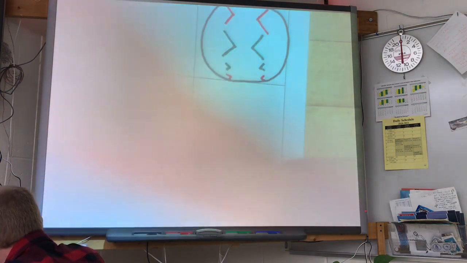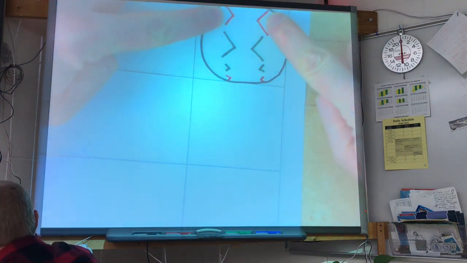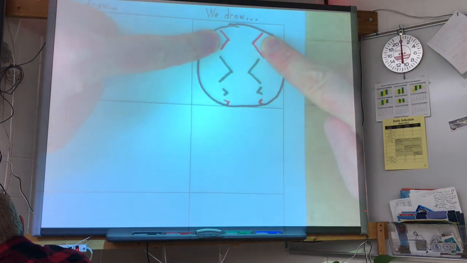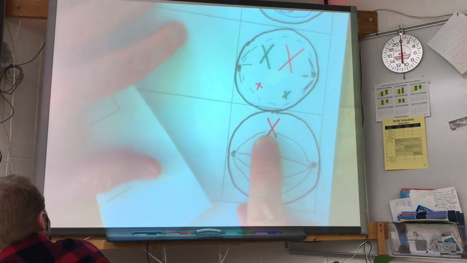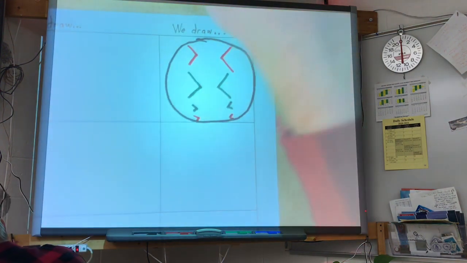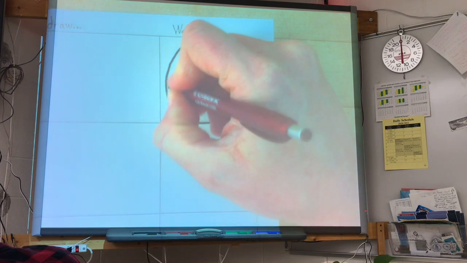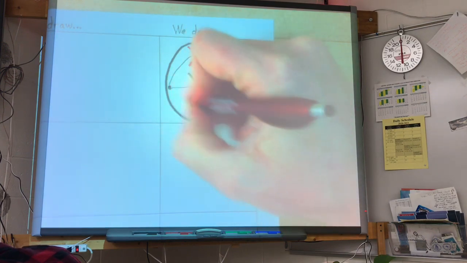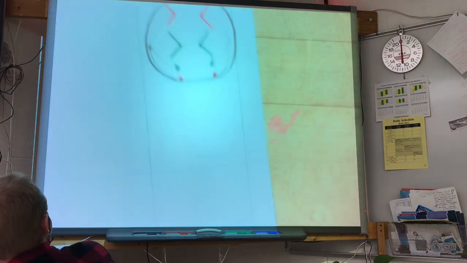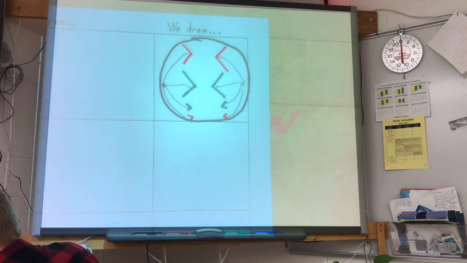What do we call these two things that I'm pointing to? Sister chromatids. They're sister chromatids. So this chromosome gets pulled apart into two sister chromatids. And what's true about sister chromatids? Genetically, they are identical to one another. Very good. Why did they get pulled apart? Because those spindle fibers pulled them apart.